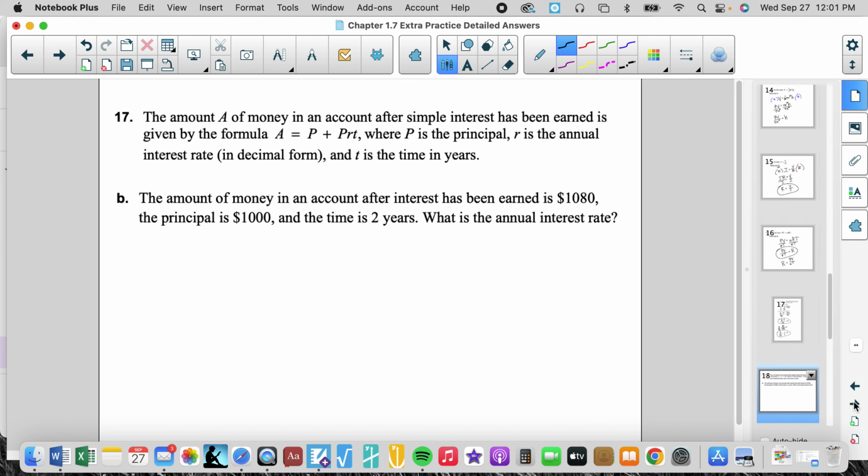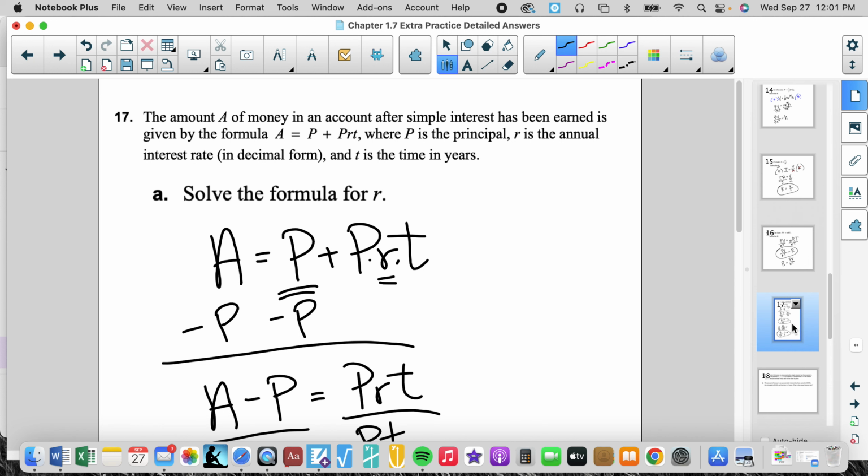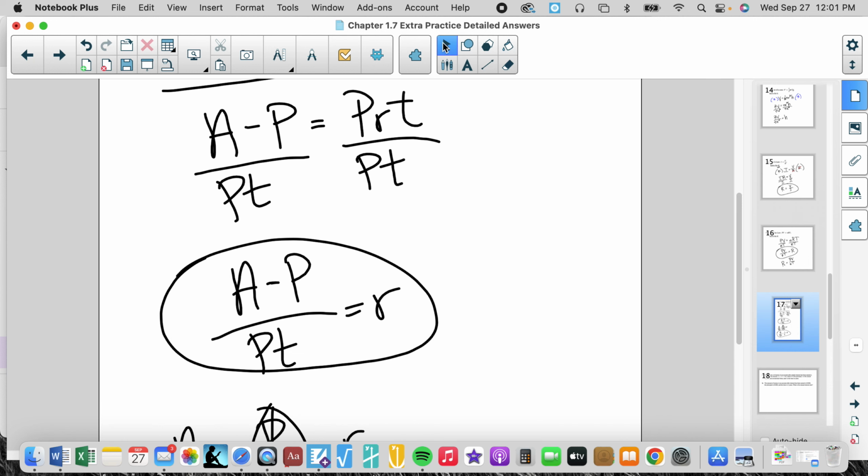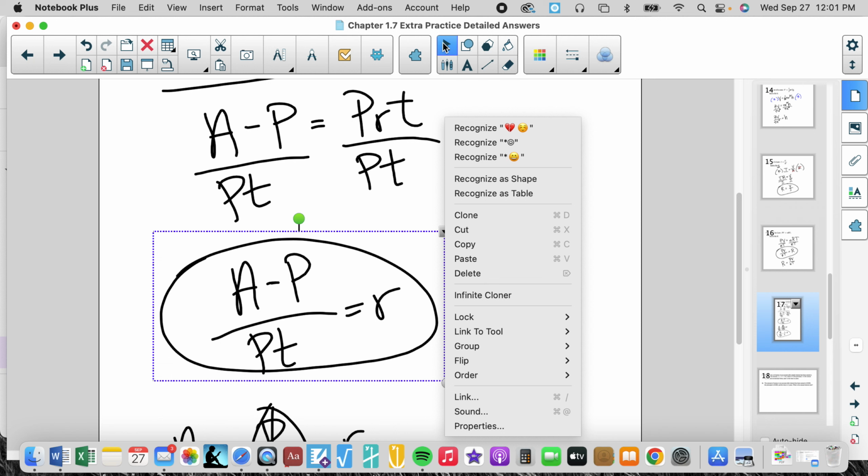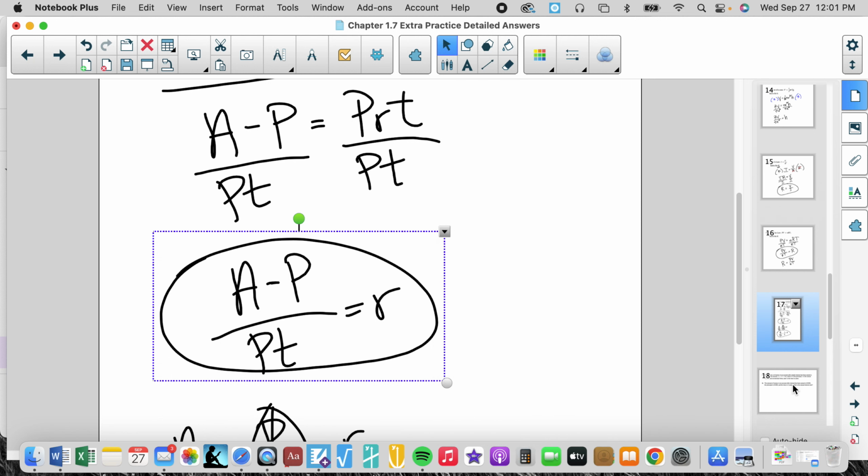All right, so now we get a little bit more information. So now that we have that formula, let's copy that formula because I'm pretty sure we're going to use it. Copy and paste.